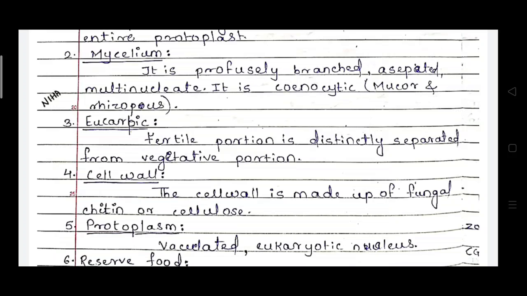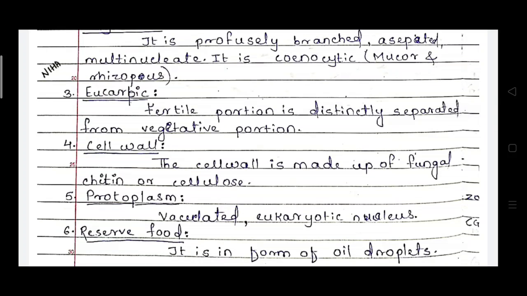Then the next character is regarding the cell wall. The cell wall of these Phycomycetae groups is made up of chitin or cellulose. MCQs are also asked on that aspect, that is, the cell wall of fungi is made up of. The right answer is chitin.